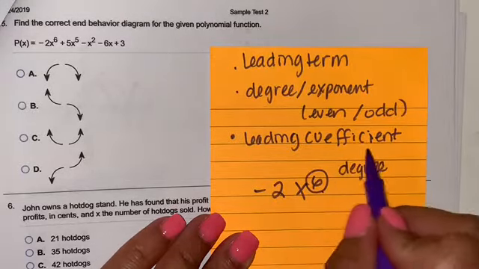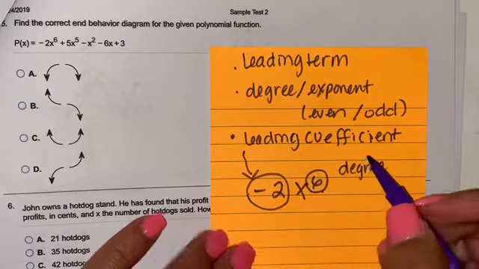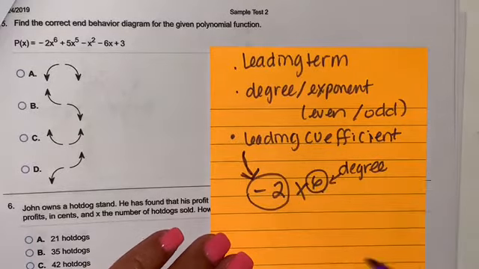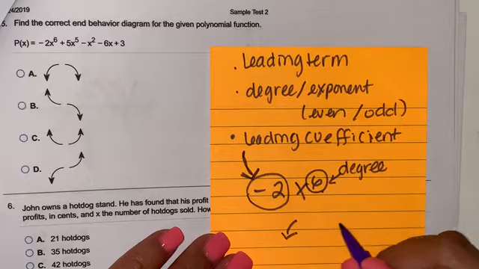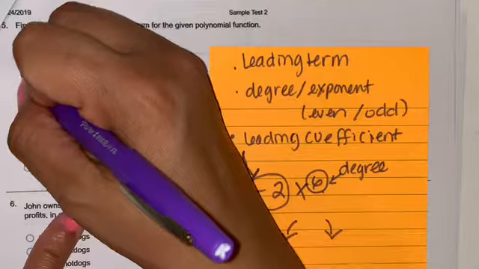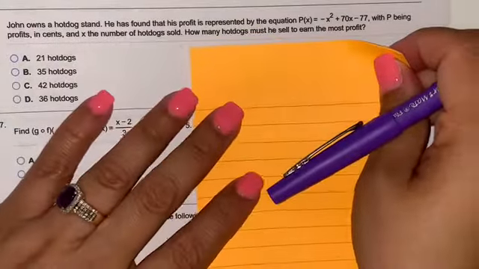So we're also looking for the leading coefficient. That's this right here. I know that my leading coefficient is negative, so my end behavior is going to be down on the left and down on the right. The answer is A.